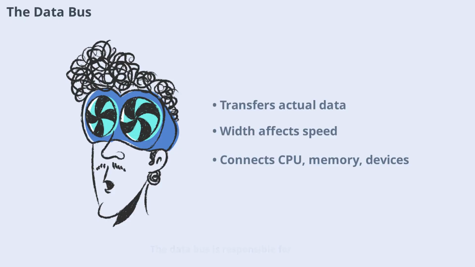The data bus is responsible for transferring actual data between the CPU, memory, and other devices. Its width, measured in bits, determines how much data can be moved at once. For example, a 32-bit data bus can transfer 32 bits of data simultaneously, which directly affects the speed and performance of the computer. The wider the data bus, the more information can be processed in a single operation. Let's see how the data bus interacts with other buses in the system.